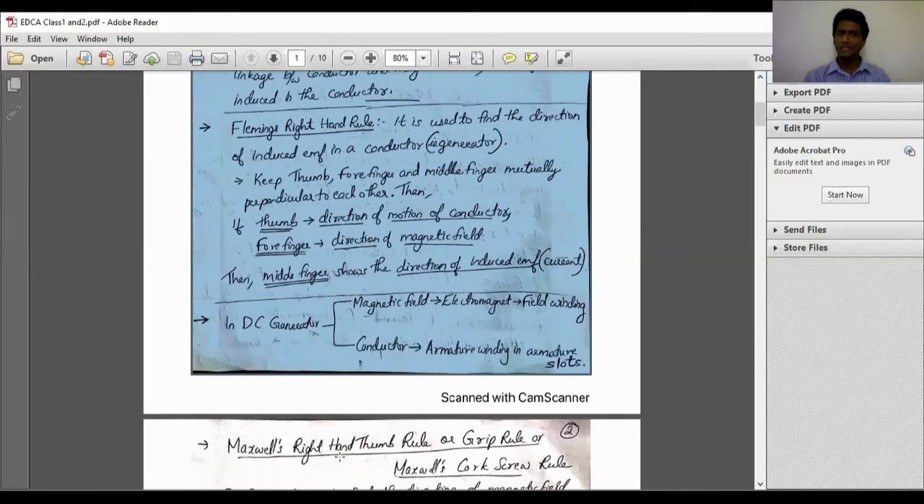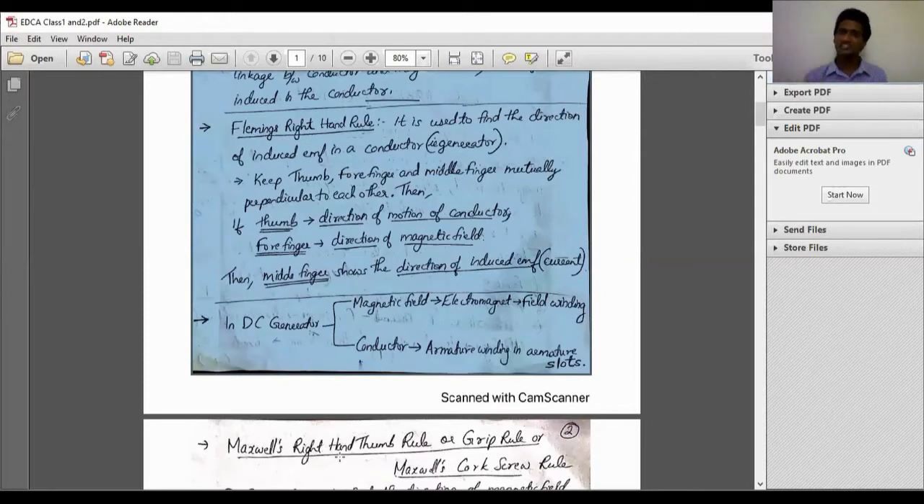In a DC generator, as I said before, I need a conductor and I need a magnetic field. Actually, we can't place a single conductor near a magnet and say that I have a working DC generator. So instead of a conductor, we keep windings on a core called the armature core. We will have some slots, that means some gaps, in the armature core in which we will place windings. That winding is called armature winding. That armature winding is our conductor. Clear?